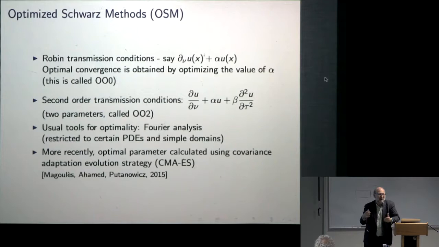And more recently, using some theory that I don't understand about covariance and things, people now say automatically, okay, here's my domain, crank up the software, and now you get the optimal parameters for both these two cases and other cases, perhaps. So it's available.